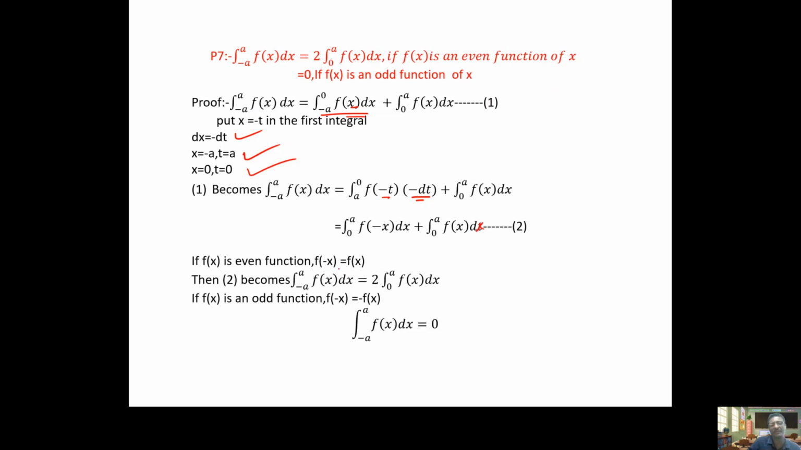Now, if f of x is an even function, f of minus x is equal to f of x. So what will happen? Here 0 to a f of x dx plus 0 to a f of x dx. What is it? 2 times 0 to a f of x dx. If f of x is an odd function, then f of minus x is equal to minus f of x. So 0 to a minus f of x dx plus 0 to a f of x dx. So what is the answer? Minus and plus will cancel. The answer is 0. So that is the end of definite integral properties.